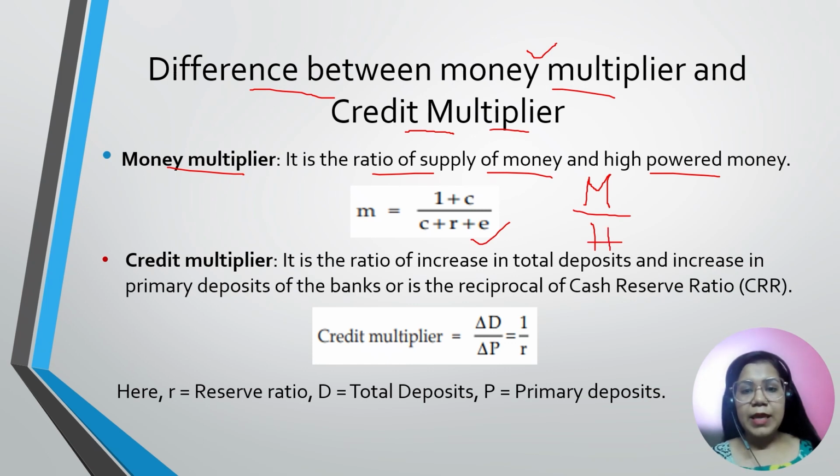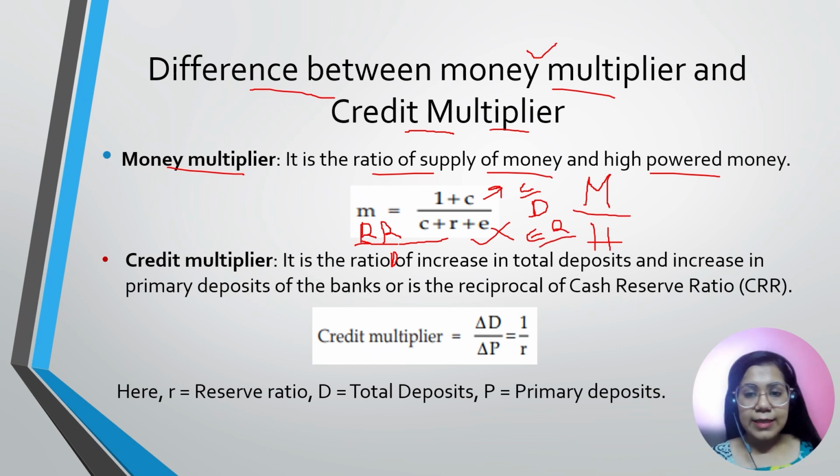Here what was C? This was the currency upon the deposits. What was R? This was the required reserves, or we can even say the cash reserve ratio and the SLR upon the deposits. What was E? This was the excess reserves upon the deposits.